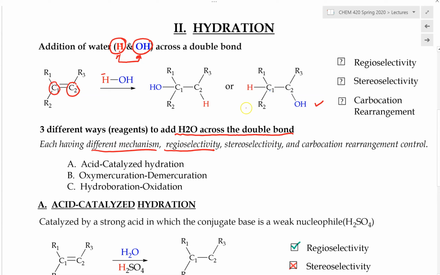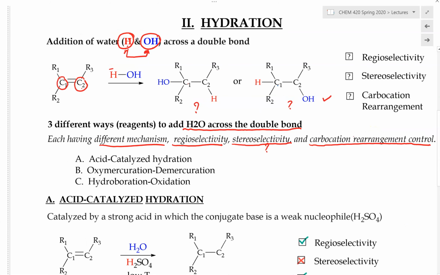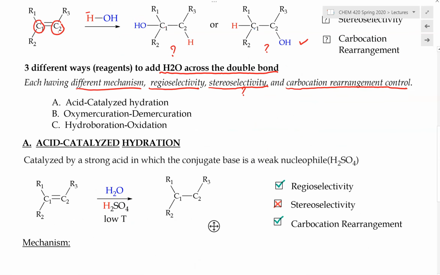Regioselectivity, as we have seen above: do we form this product more, or this product? That is the regioselectivity. And the stereoselectivity: initially carbon 1 and carbon 2 are not chiral, but as we produce the product, they may become chiral centers. So is there any stereoselectivity at all? We will also be discussing that. And there can also be carbocation rearrangement. Each of these different ways offers us different control, whether it is regioselectivity, stereoselectivity, or carbocation rearrangement control. The three methods are as follows.